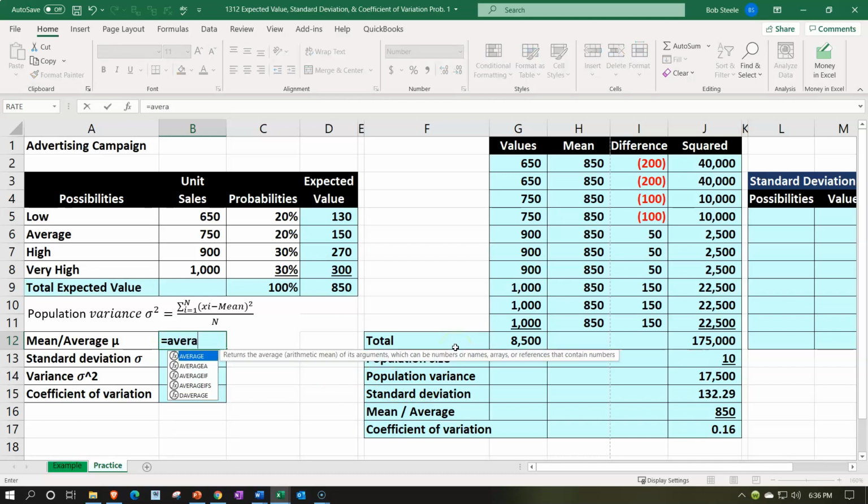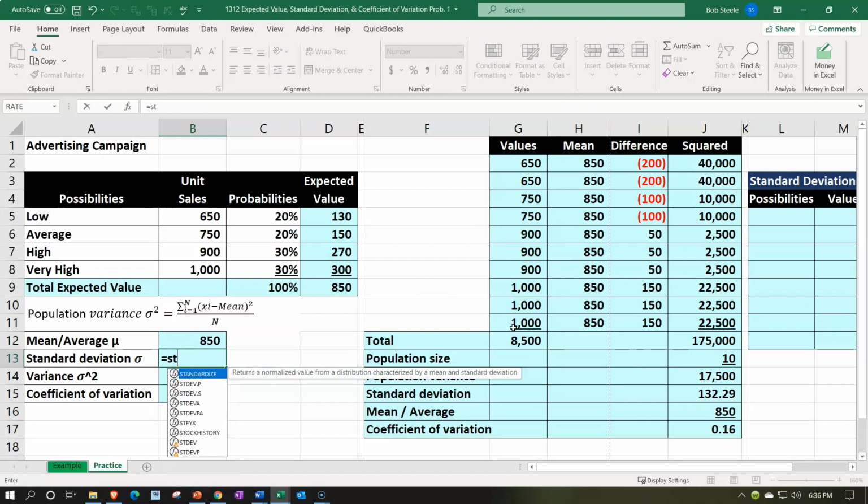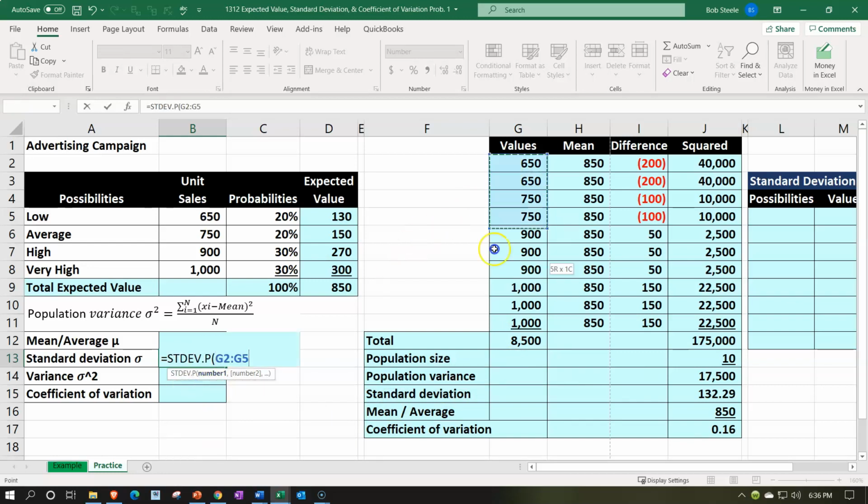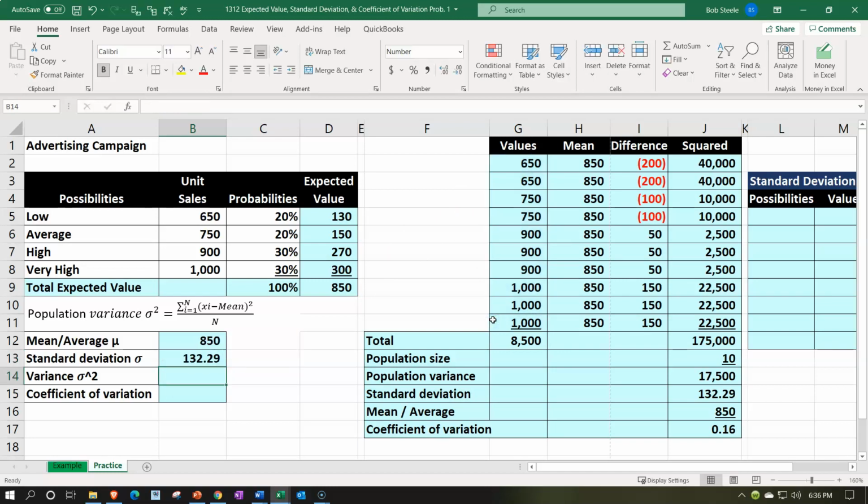This would equal the average of these items. And then we'd have the standard deviation. We're going to do the population size rather than the sample. So the standard deviation dot p, picking up this series of numbers again. That's going to then be the 132.29.